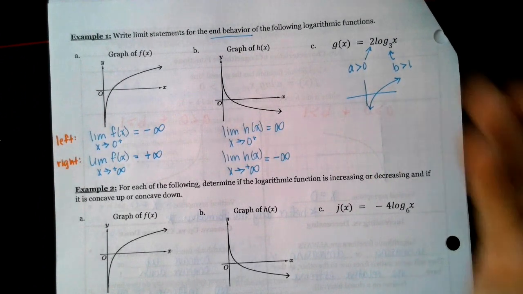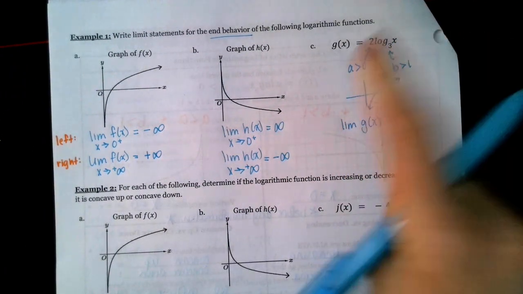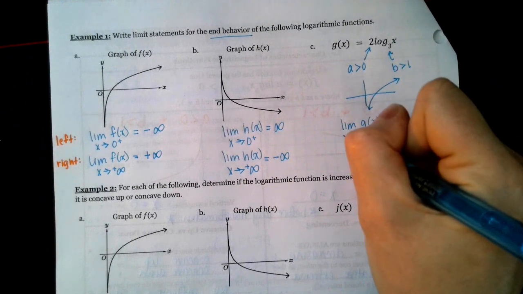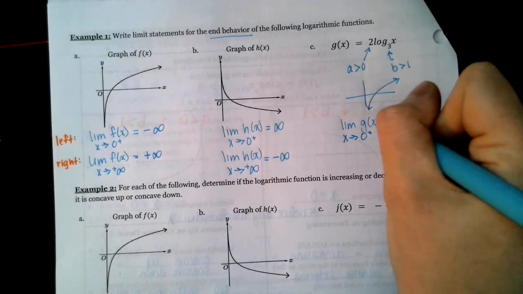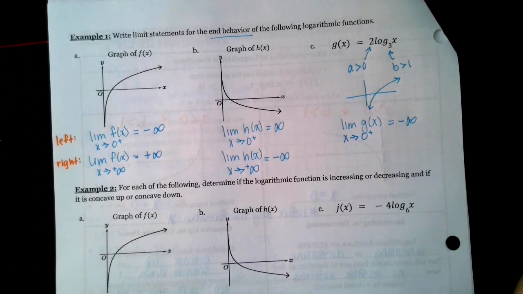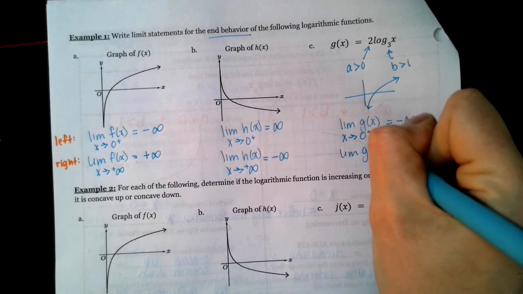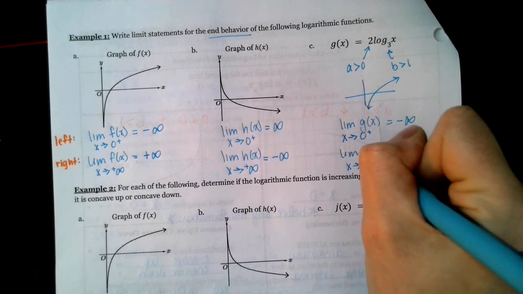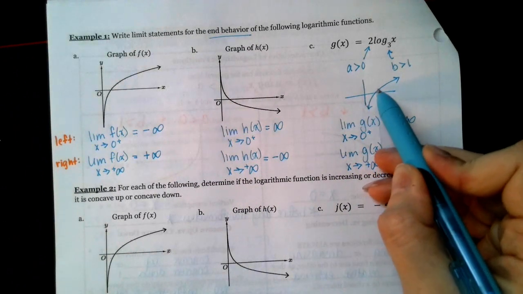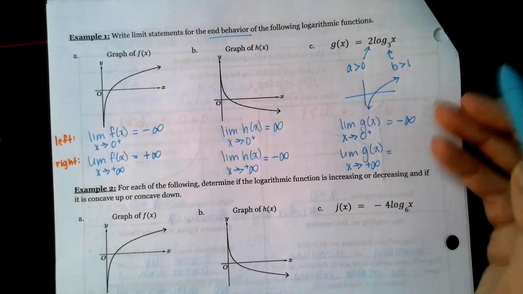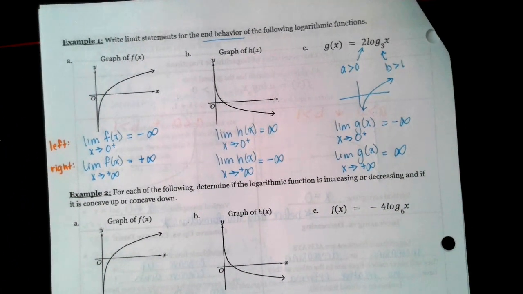So now that I have a picture, I can see that the limit of g of x, because I still want to use the correct name, as x approaches 0 from the right, is going down, so that would be negative infinity. And the limit of g of x as x approaches positive infinity. So as I go further and further to the right, my arrow is going up and up and up, which would be positive infinity for that end behavior.